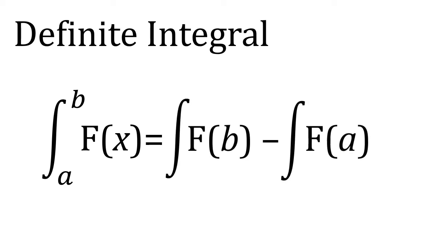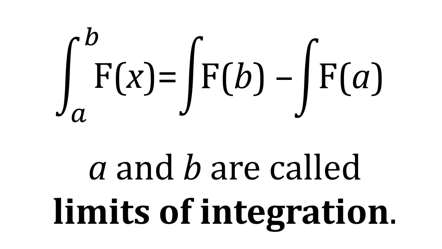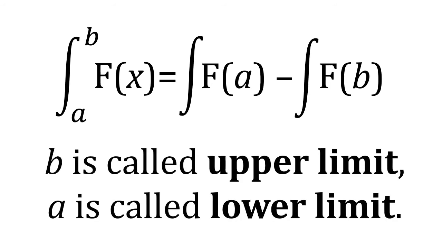This will be equal to the integral of f of b minus the integral of f of a. A and b are called the limits of integration. B is called the upper limit while a is called the lower limit.